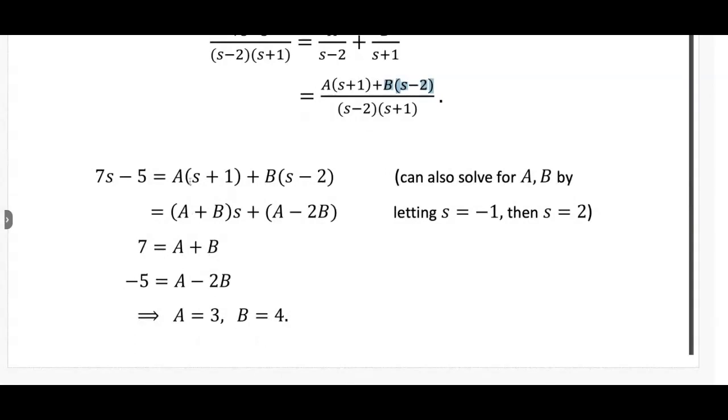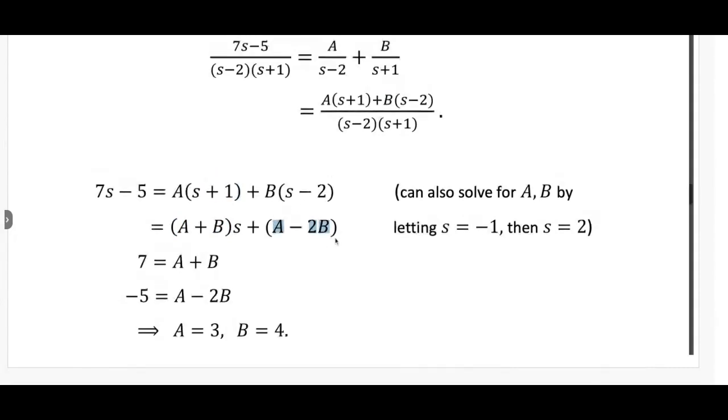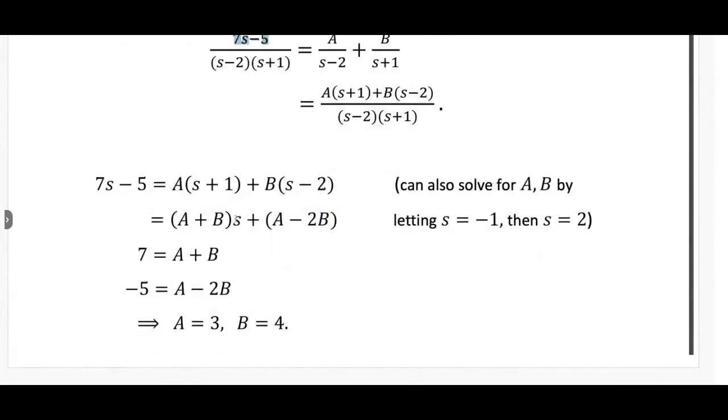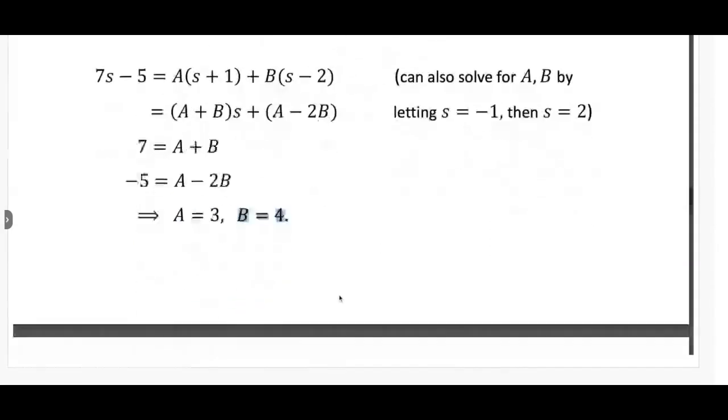Then simplify, rewrite it. We have ax plus bx, that's (a plus b)x. Then we have a minus 2b. So we compare with what we started with, 7s minus 5. The s coefficient has to be 7, so a plus b is 7. The constant term, a minus 2b equals negative 5. So we have this system of two equations with two variables, right? We can solve. Then a equals 3, b equals 4.